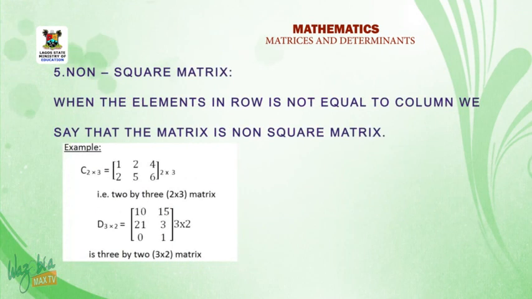5. Non-square matrix. When the number of rows is not equal to the number of columns, we say that the matrix is a non-square matrix. Example, C is equal to matrix 1, 2, 4, 2, 5, 6. That is a 2 by 3 matrix. D is equal to matrix 10, 15, 21, 3, 0, 1, a 3 by 2 matrix.